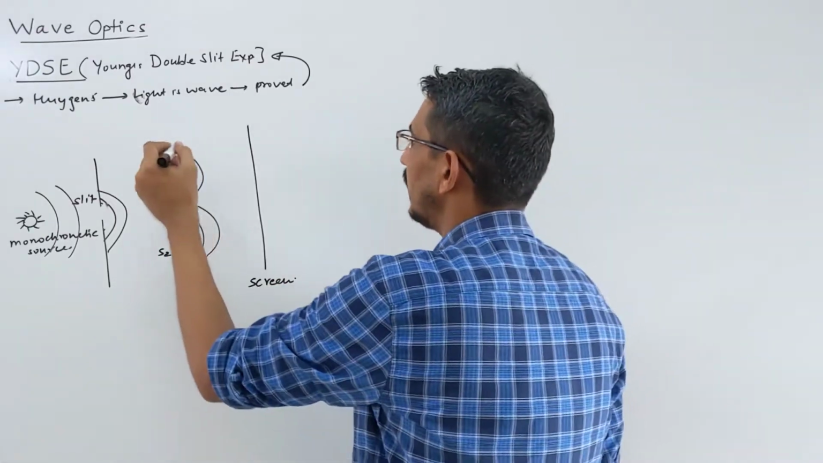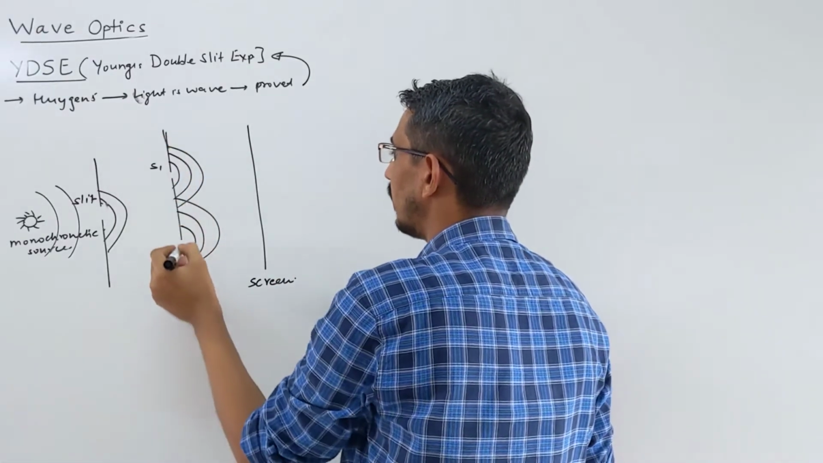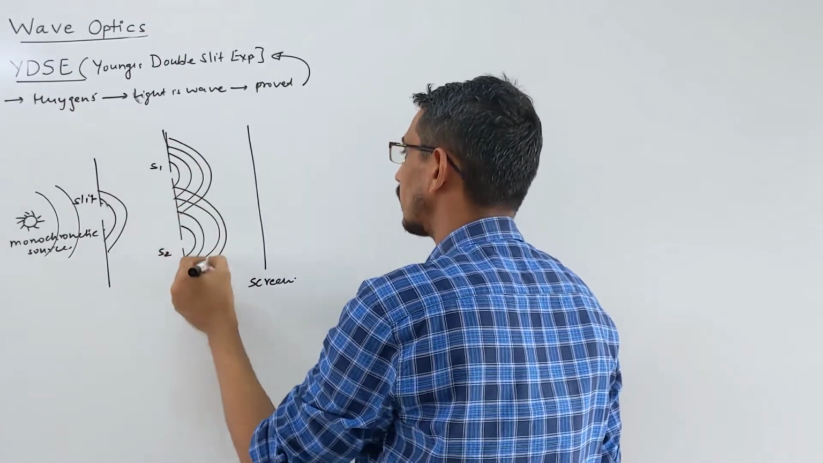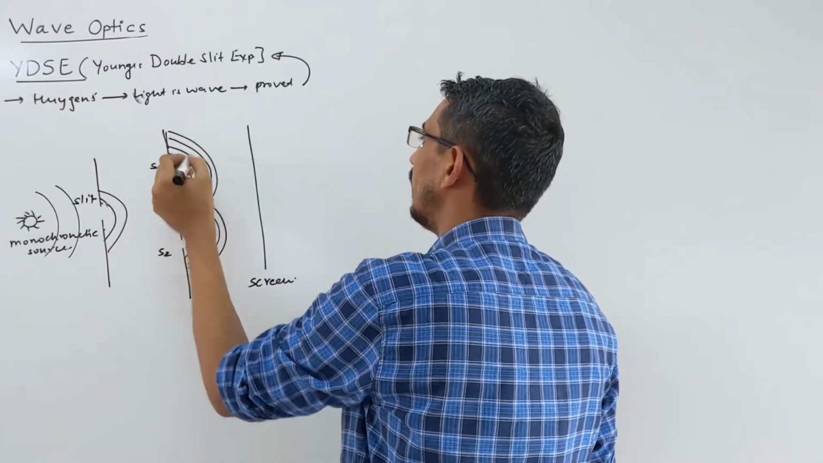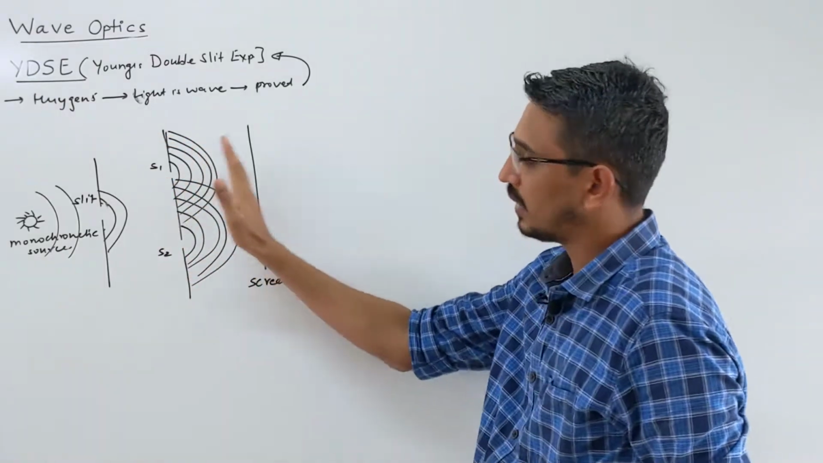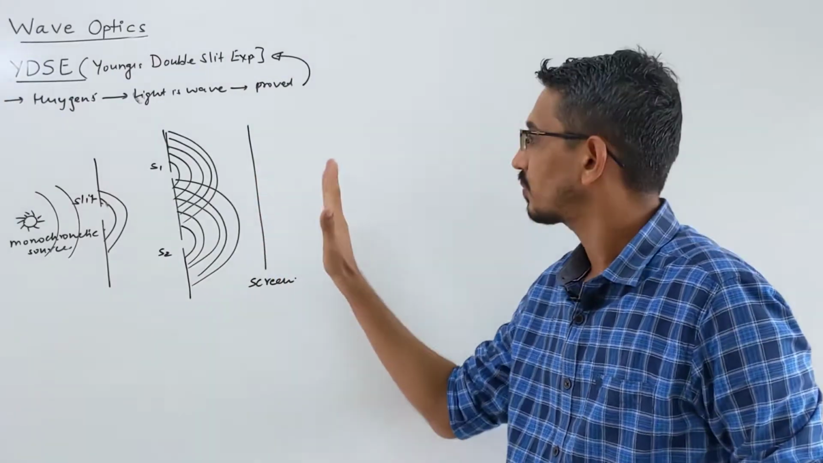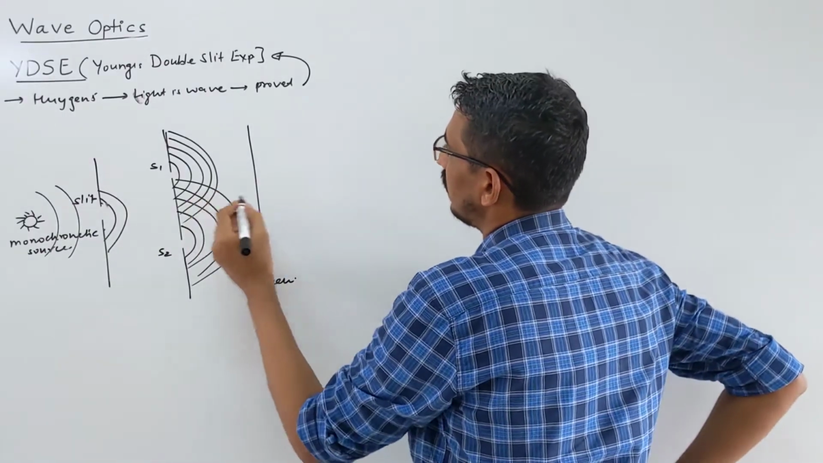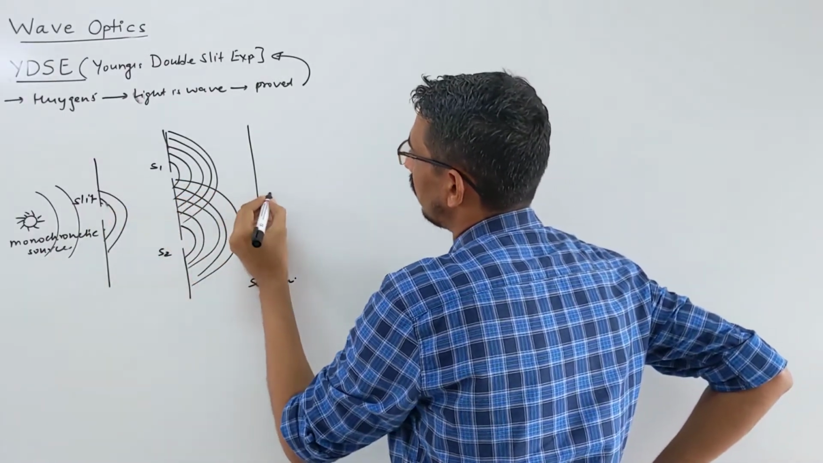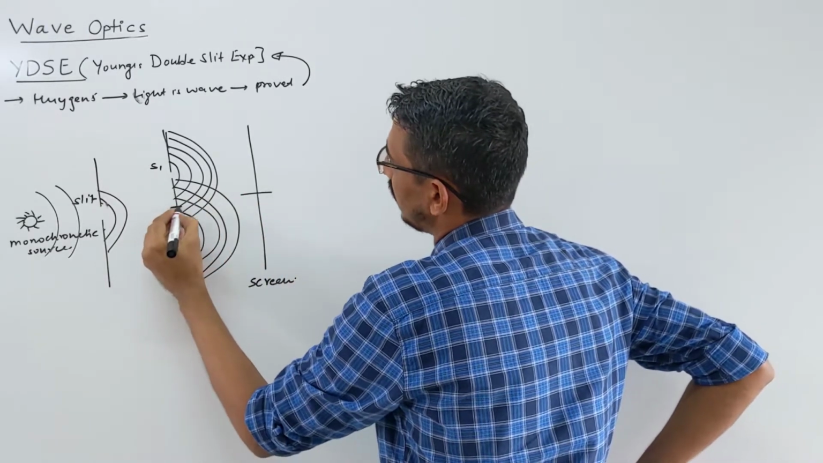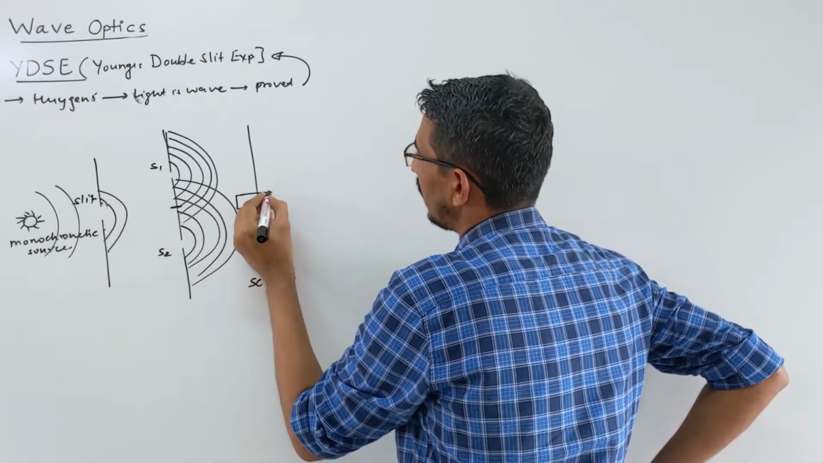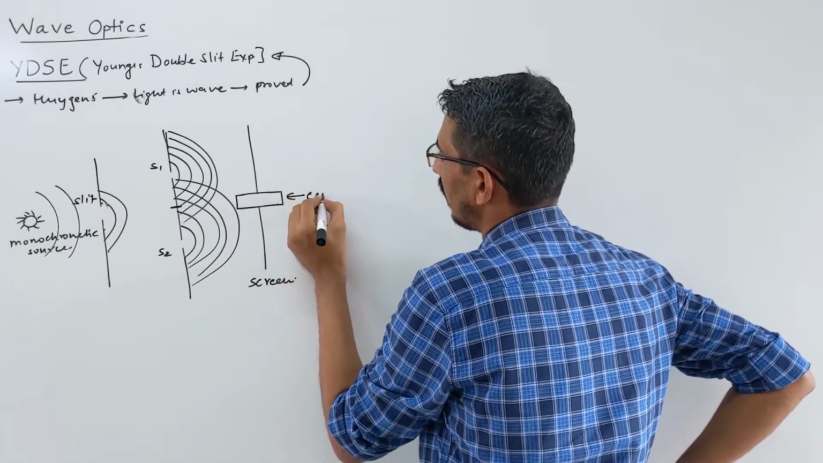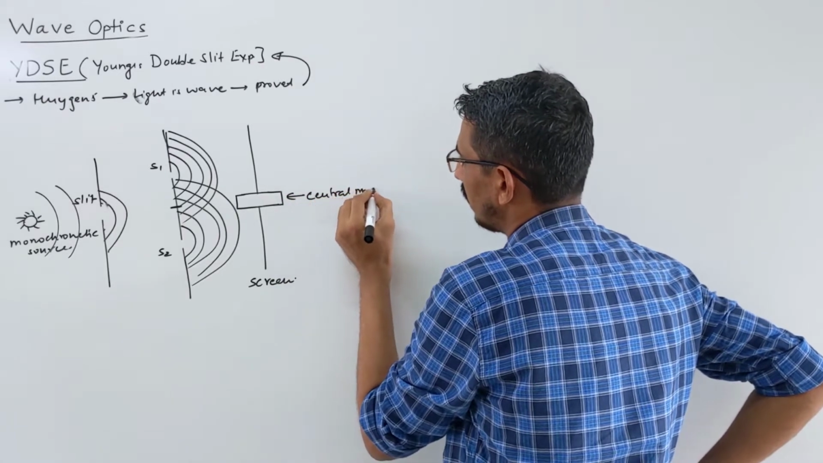The waves passing through these two sources will interfere. Watch carefully. They will interfere like this, continue, and make some pattern on this final screen, your wall. When they interfere, a pattern is formed. Exactly in the middle, a white fringe is formed. This is called the central maxima.